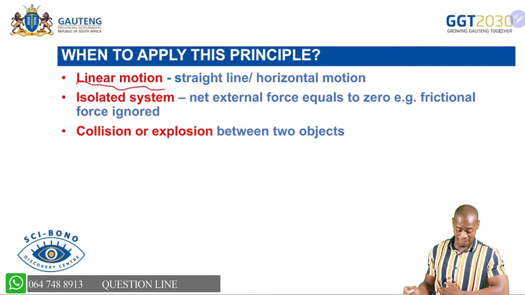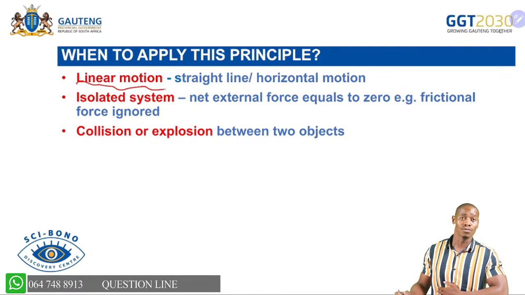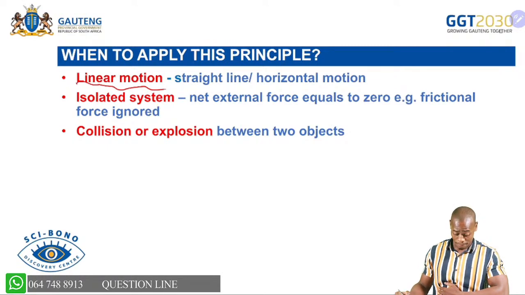An isolated system. You will understand this better when it comes to work, energy, and power. You will know when the system is isolated, because there you'll be talking about the conservative and the non-conservative forces, okay? But for now, when it comes to momentum and impulse, if they say frictional force is ignored, then you should know that the system is isolated, okay? Then collision or explosion between two or more objects. So it's when you can apply this principle of conservation of linear momentum. One, the motion should be linear, horizontal motion. Two, the system must be isolated, all right?